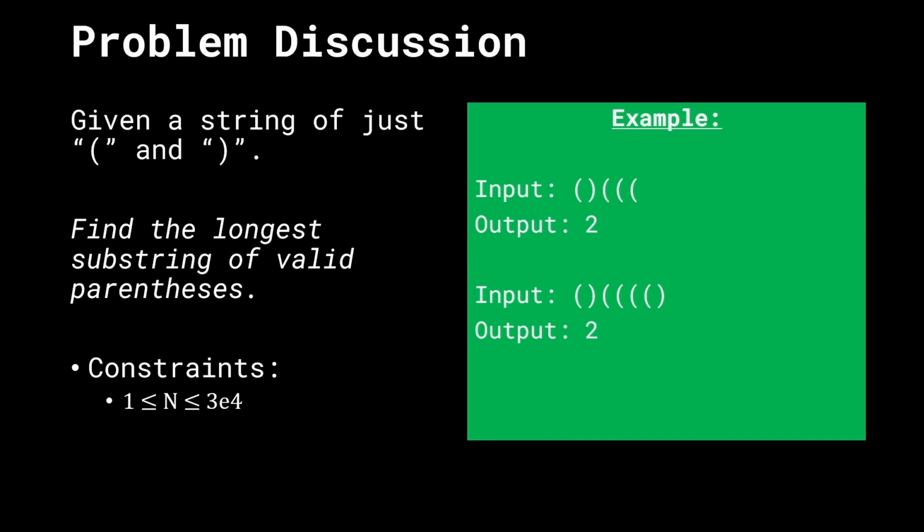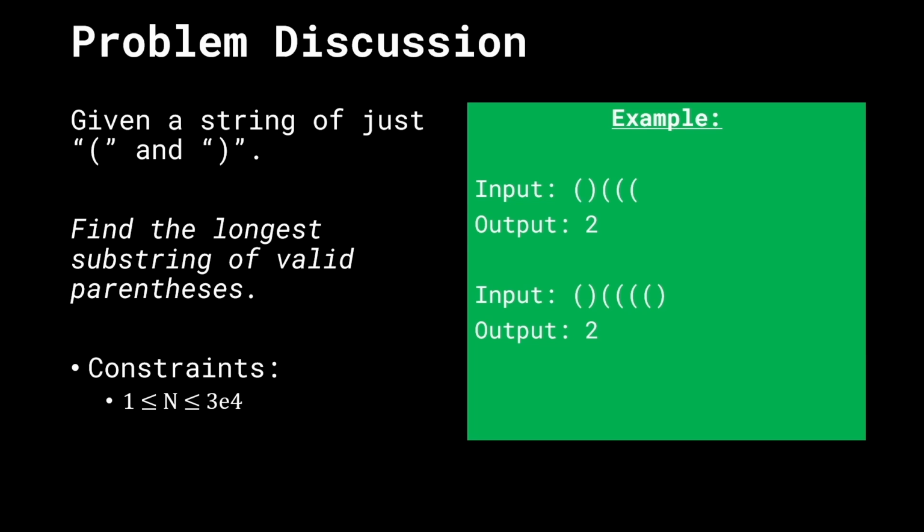In other words, let's take an example. In the first test case, we have the opening and the closing brackets which form a length of 2, but then we have 3 opening brackets which never get closed. In other words, the longest substring of valid parentheses is just 2.